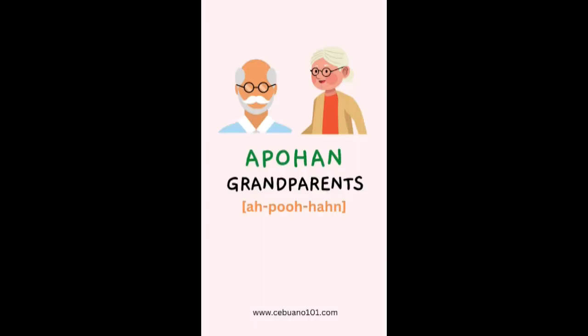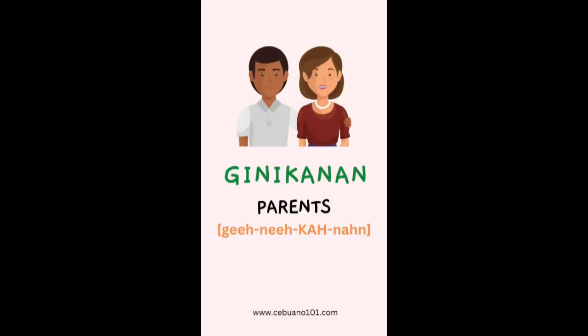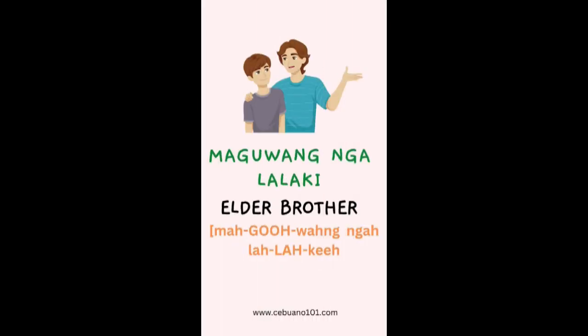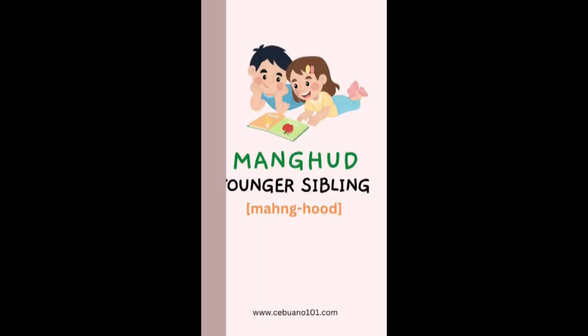Grandparents, apuhan. Parents, ginikanan. Next one, elder brother, maguwang nga lalaki, magulang nga lalaki. So it could be maguwang or magulang. Next one, elder sister, maguwang nga babae, or magulang nga babae. Next one, younger sibling, manghud.